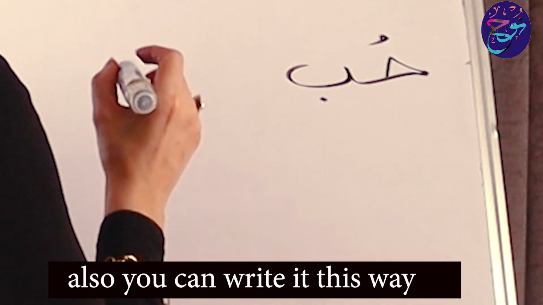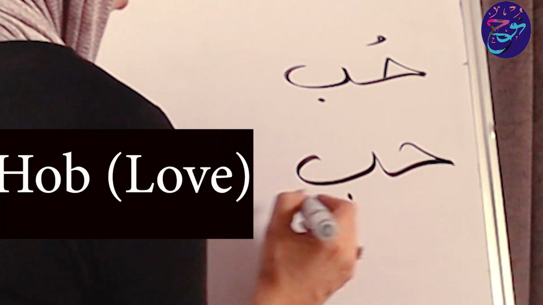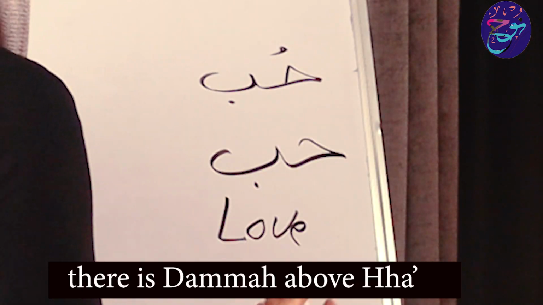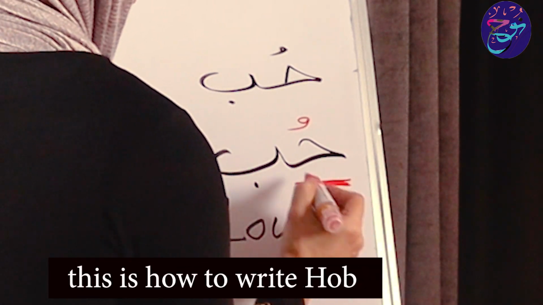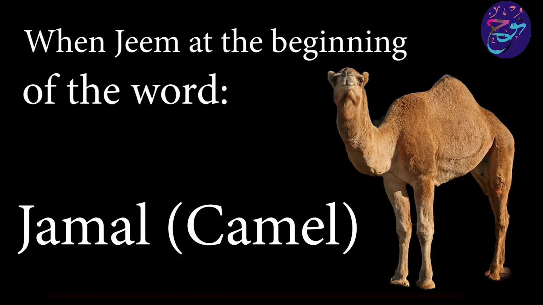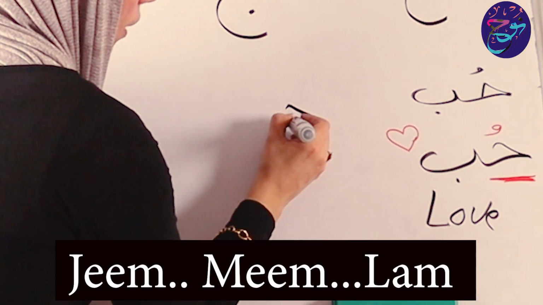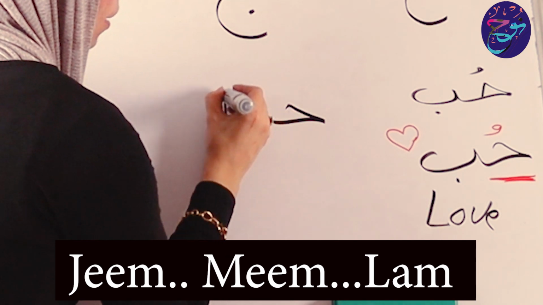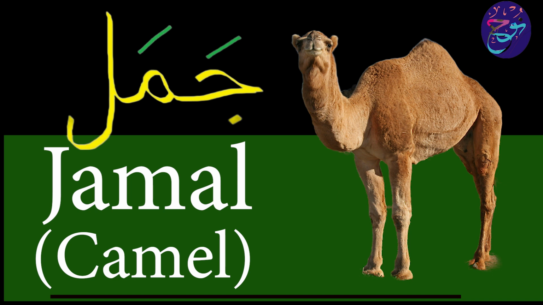Hub. Or also you can write it like this way, hub. There is a dhamma here above ha. This is how to write hub. Jamal. So this is jeem, and this is mim, and this is lam. Jamal, the camel. Jamal.